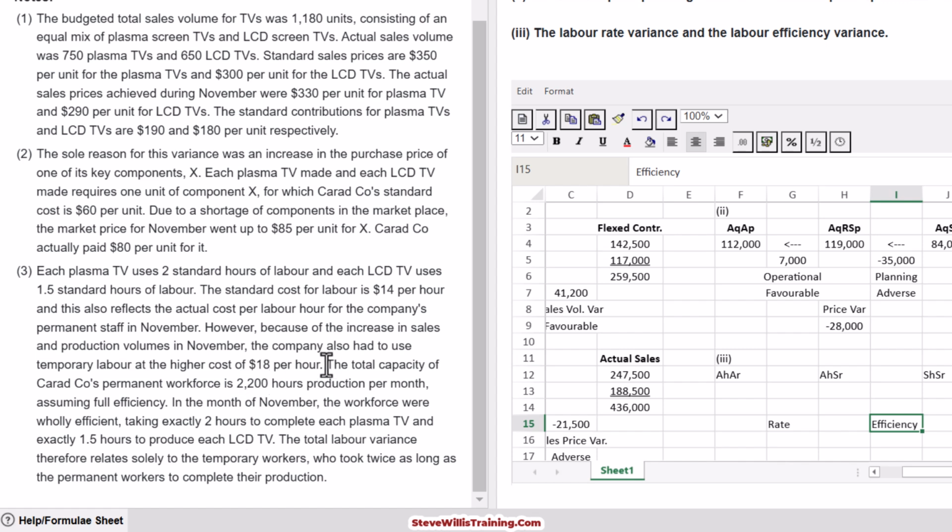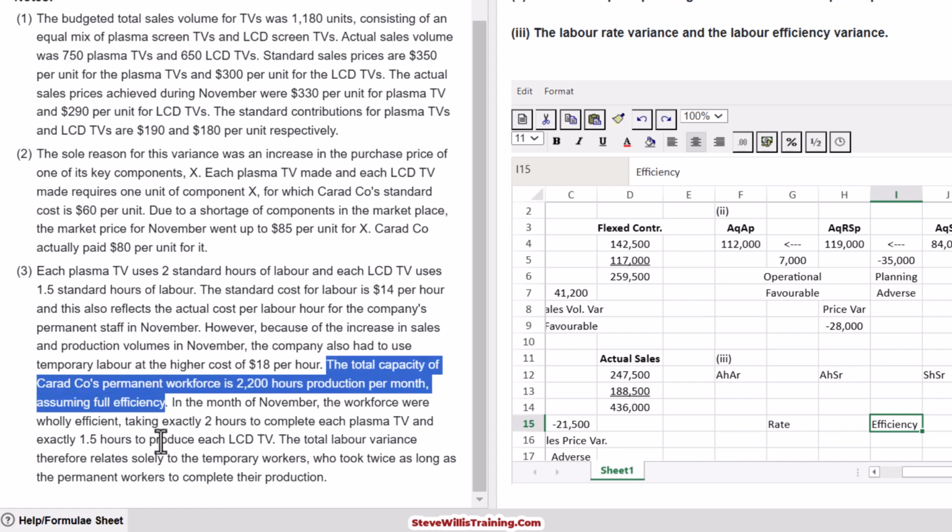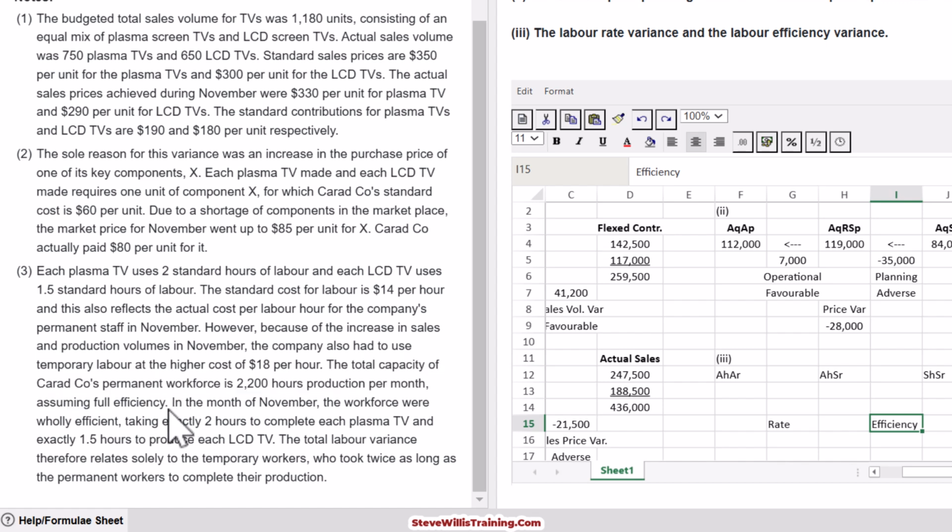Now, the permanent workers can do 2,200 hours per month. We see that here. Assuming full efficiency, there's no mention that they're not at full efficiency to this point.